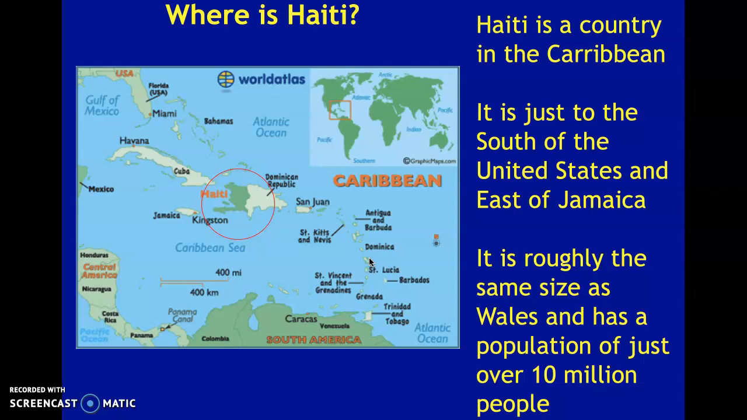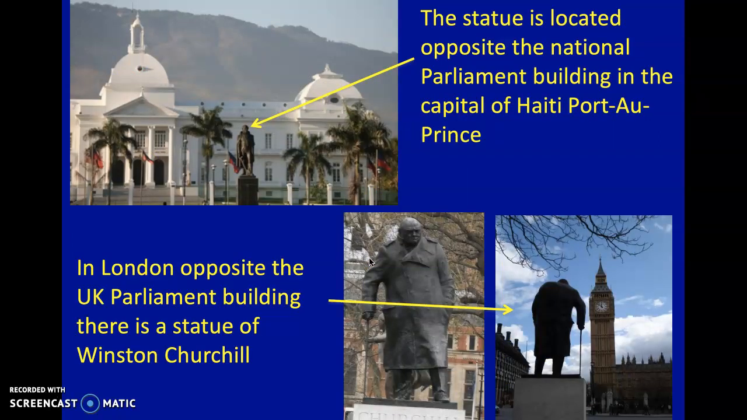Haiti in the 18th century used to go by another name, and that was Saint Domingue. That was the French name for the island when it was part of their empire. There are about 10 million people there today. And the statue of that man, Toussaint Louverture, is located outside the most important building in Haiti, their national parliament building, and that's in their capital city of Port-au-Prince.